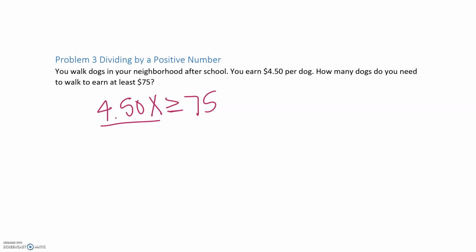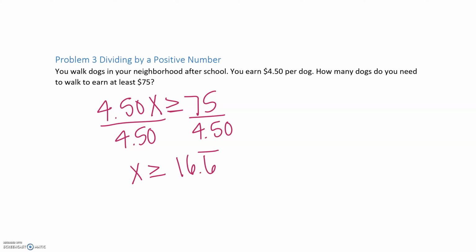Okay, so what we're going to do is divide both sides by 4.5. That should give us x is greater than or equal to 16.6 repeating. Obviously, we can't have 16.6 dogs. So you need to walk at least 17 dogs.